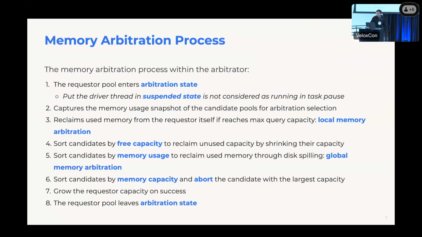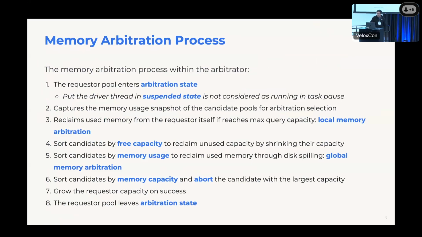If the request memory pool already hits the max query capacity limit, then we go with local memory arbitration, and just try to reclaim the used memory from the query itself. If the query doesn't reach its max capacity limit, then we will see whether there is free capacity in the arbitrator. If the arbitrator has free capacity, then we go to the fast path to grow the request memory pool by increasing its capacity.